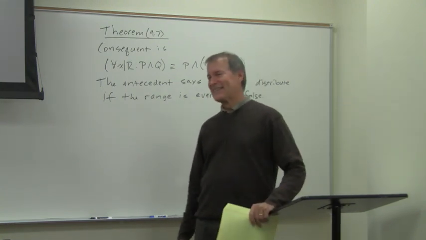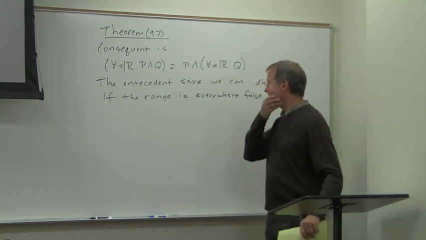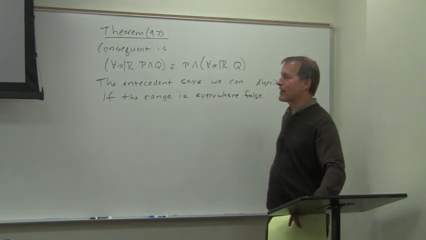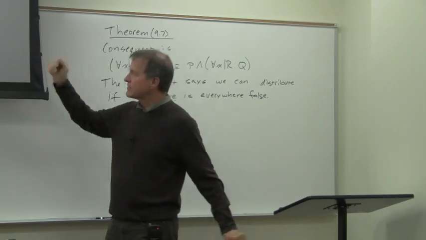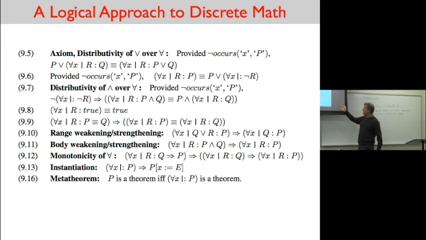All right. So at the end of class last time, we were talking about Theorem 9.7. So let's take a look at Theorem 9.7 on the slide here. It's the distributivity of and over for all, conjunction over universal. I actually do have a question. Because in the homework we proved 9.6, I think. Yeah, I asked you to prove 9.6, yes?